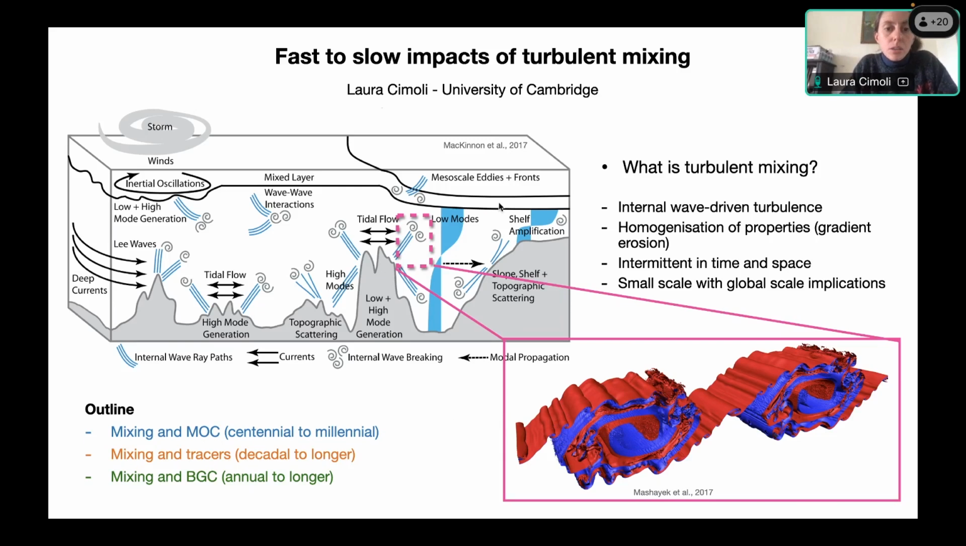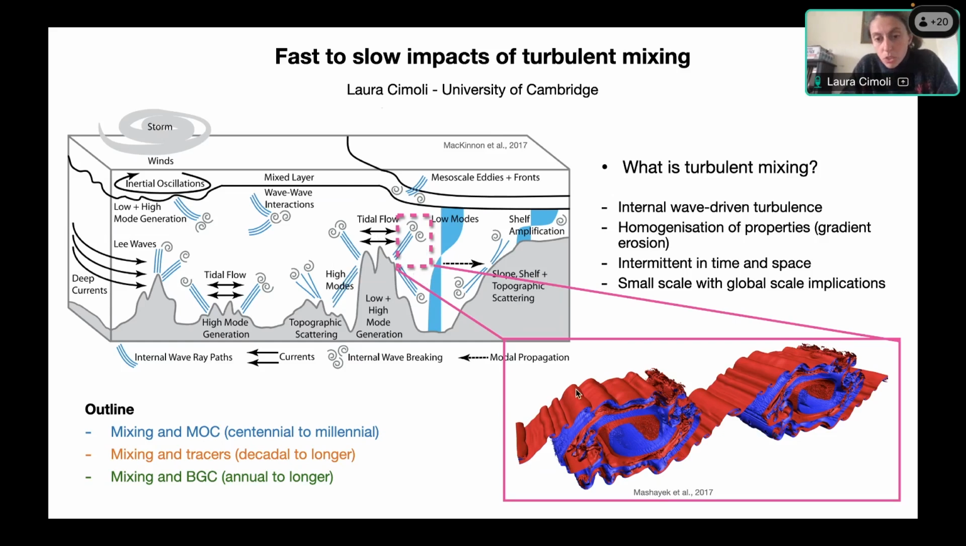Turbulence is enhanced at the surface due to wind-driven turbulence, as well as close to the topography, where the interaction of a flow with topography can lead both to the generation and breaking of waves. But in general, it's highly intermittent, both in time and in space. And it is a very small scale process, in the sense that this homogenization can happen at the meter to centimeter scale. So it's really difficult to both observe mixing as well as to model it.